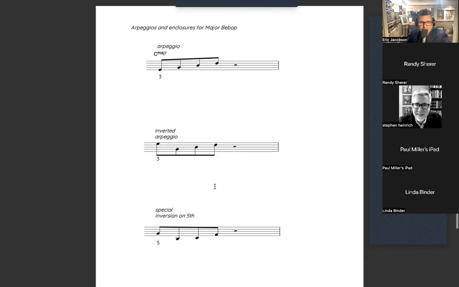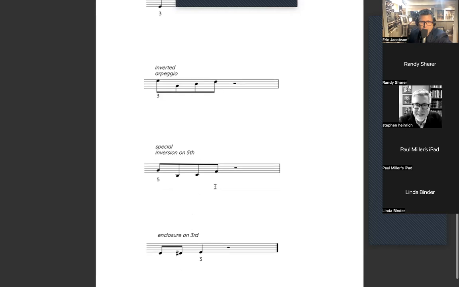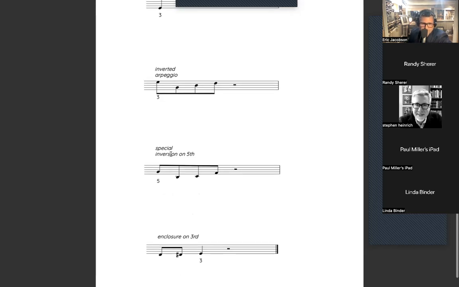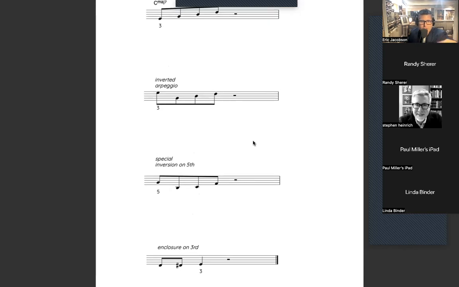All right, moving on to the 5th. The 5th is special. I'll call it a special inversion on the 5th. In this case, it's still 4 notes. It's just dealing with it a little differently. It's inverted special for this. So on the 5th of C major is G, and notice it goes G down to the 7th, and then it goes up to the 1 and then to the 4. So it's 5, 7, 1, 4. That sounds like this.